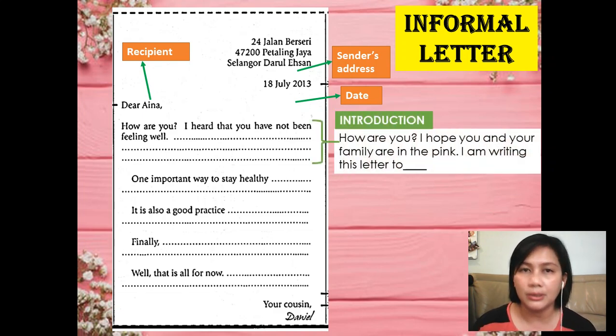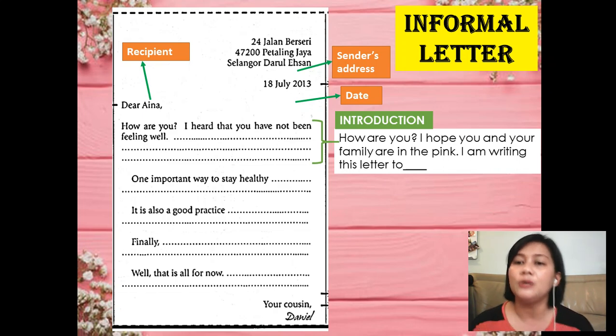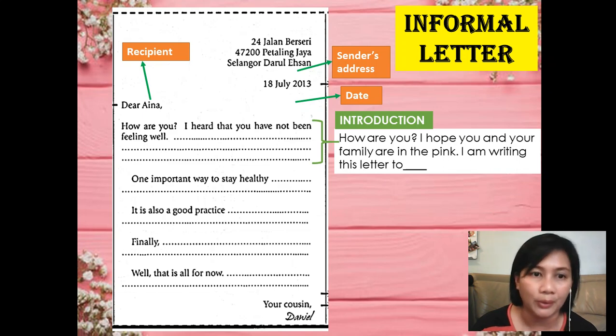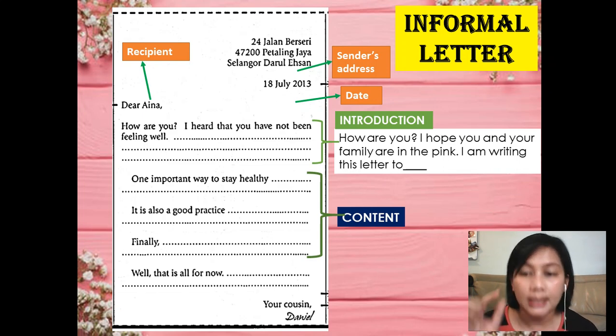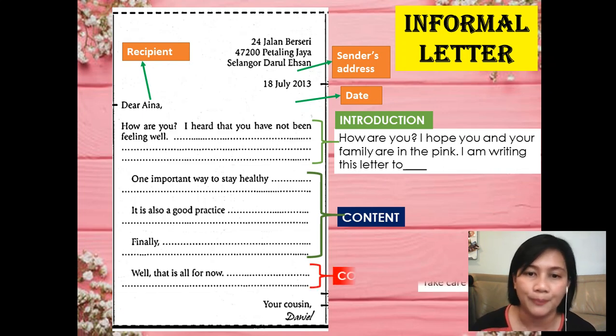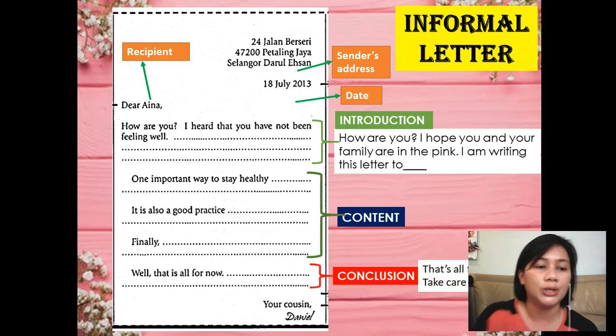An introduction for an informal letter is always the same. How are you? I hope you and your family are in the pink. And then you need to tell the reader why you are writing the letter. And then remember the content. What is the content that you need to give to the reader, because they need to know why you are writing the letter. All right, and then go to the conclusion.